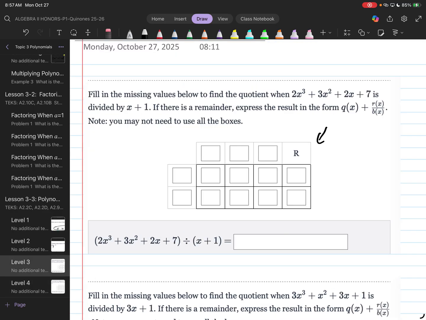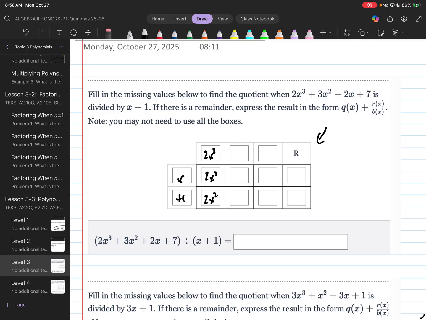We are told to divide 2x cubed plus 3x squared plus 2x plus 7. Okay? Well, let's take a look. I know that this has to be x plus 1, right? And that this first box here has to be the highest term, just like we've been doing it. 2x cubed. This has to be 2x squared. Yes, nothing abnormal.